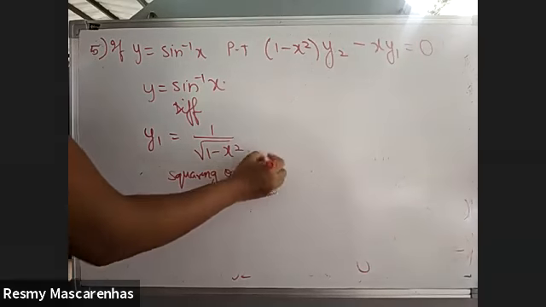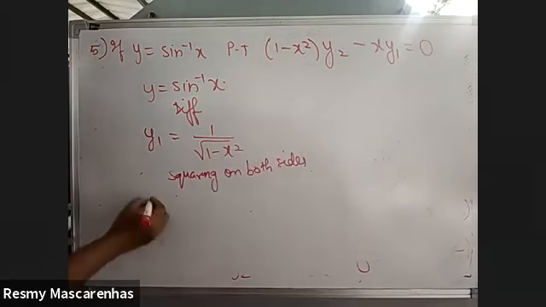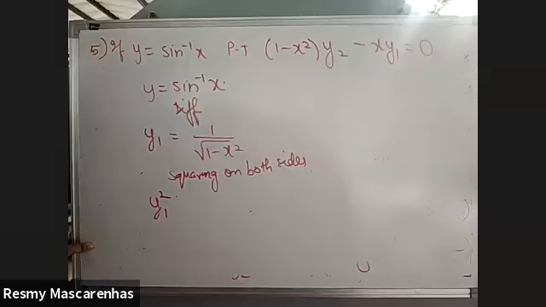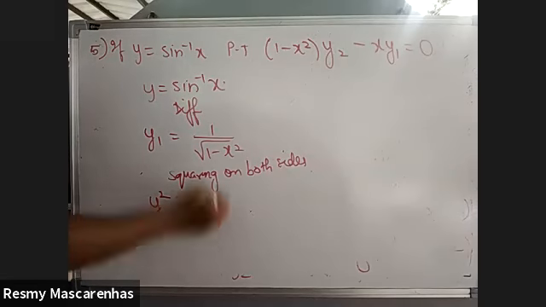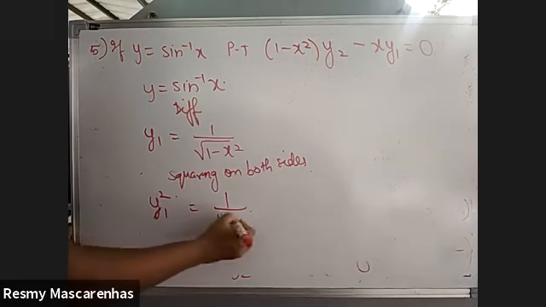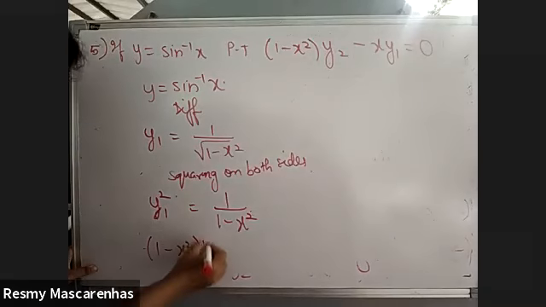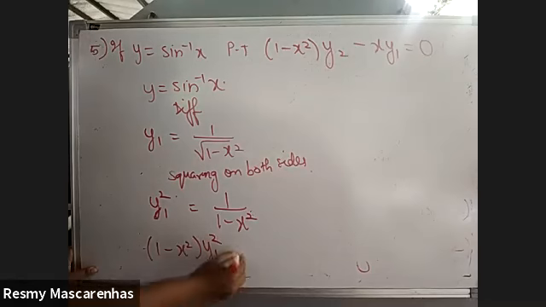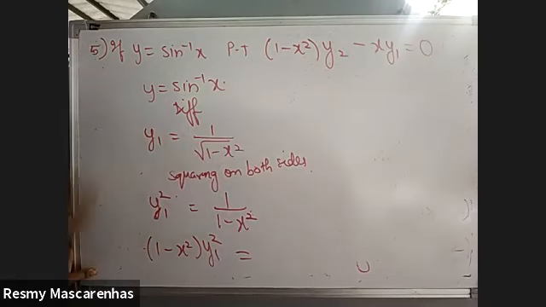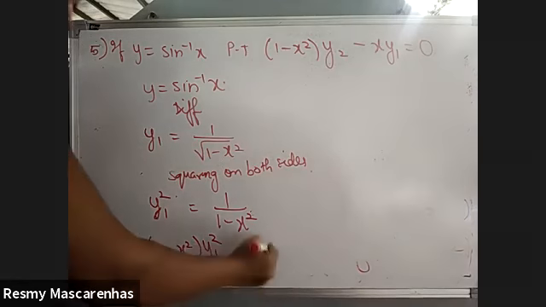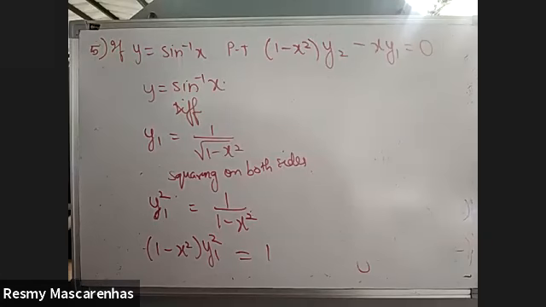So squaring on both sides, this will become y1 square is equal to 1 square, which is anyway 1, and the root will go. So it will become 1 minus x square. And now multiply this side. So I've got rid of the root sign. Those who want can do it directly also: take this side and start differentiating. You will get the same answer. Okay, now differentiate.